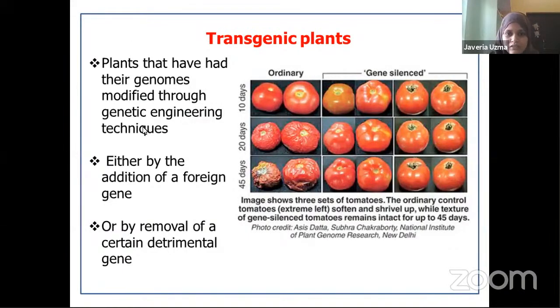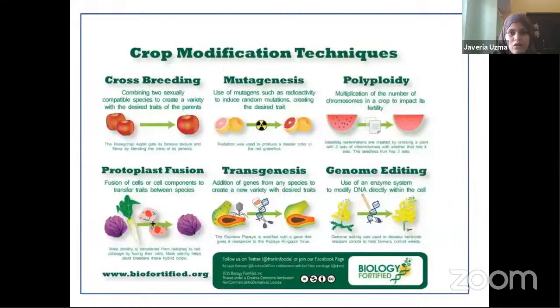With that, if you see this ordinary tomato, in 20 days it will get rotten. It begins to rot, and in 45 days completely it spoils. Whereas the gene silenced tomato, it will be fresh for up till 45 days. So this is the transgenic technology with which we can improve many qualities of our plants. Not only increasing the shelf life, there are many other qualities or applications of transgenics which can be improved using genetic engineering technology. Then before that, we will see some crop modification techniques.